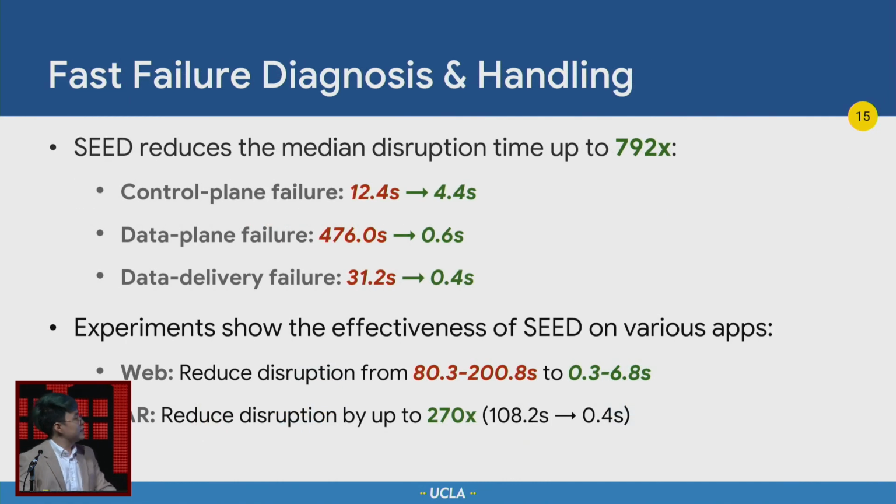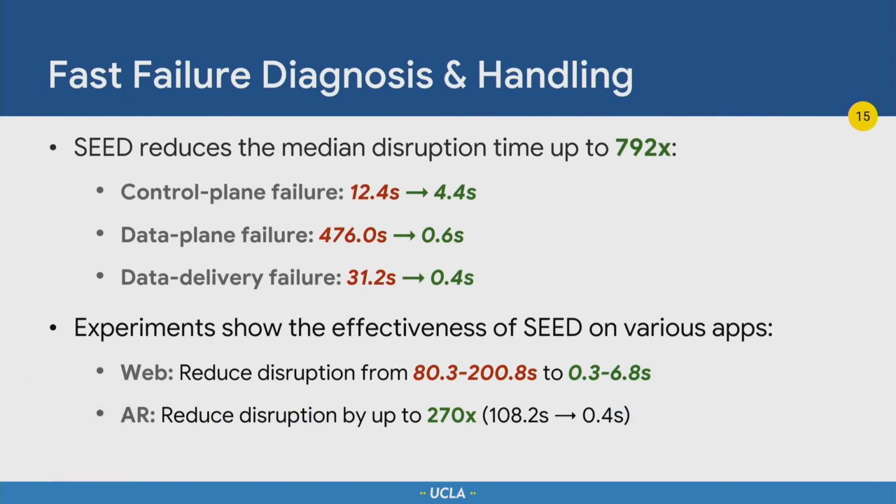So we evaluated the SIM on different scenarios, and it can reduce the media disruptions by up to 792 times. And we also show the effectiveness with various applications. More details could be found in our paper. For example, for AR applications, which are potentially disruption sensitive, we can reduce it by up to 270 times.